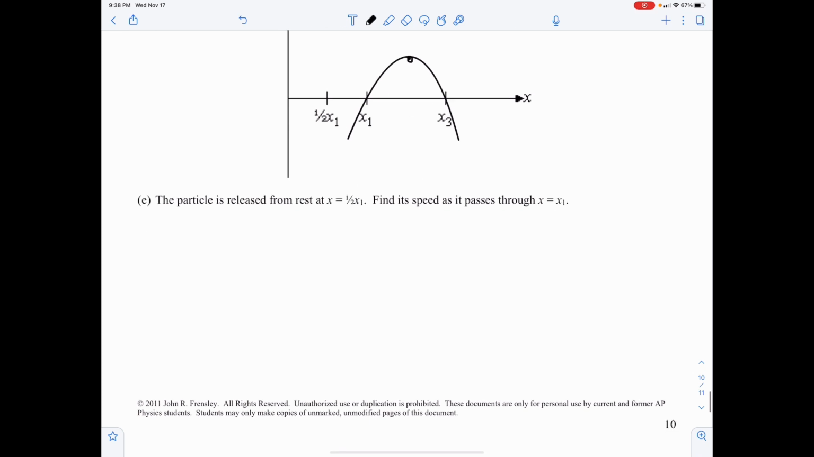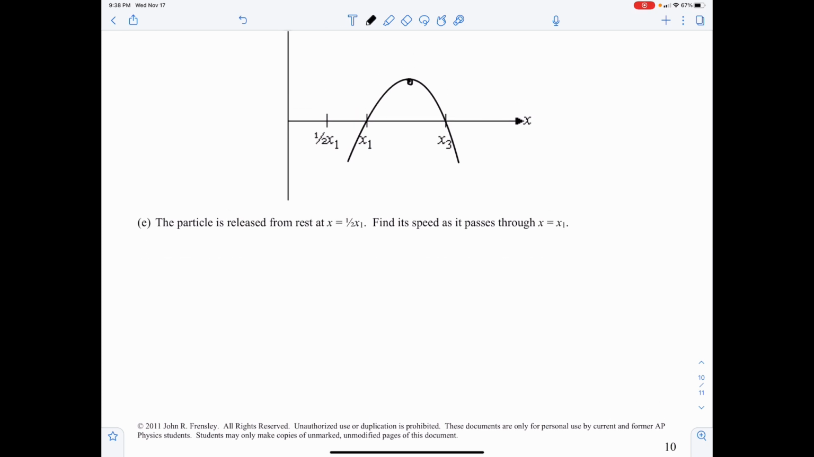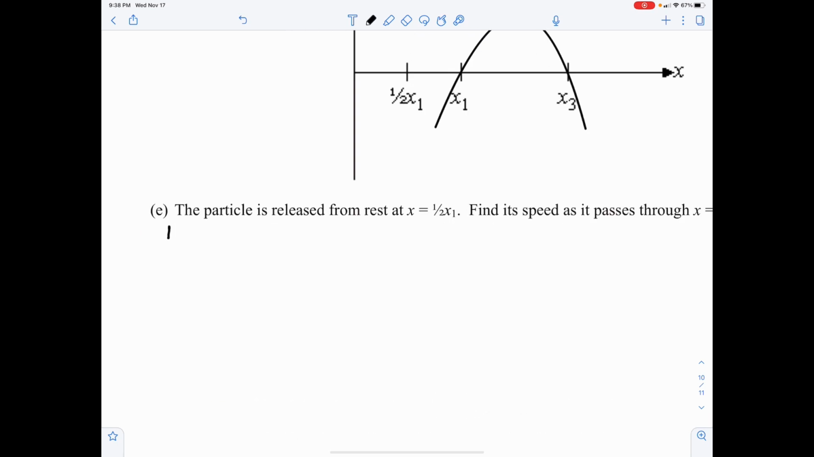Okay, and then lastly, the particle's released from rest at x equals 1/2 x1. Find its speed as it passes through x1. Okay, so we're going to use conservation of energy here. And energy initial equals energy final. So what we have is the energy initial would be our initial potential energy equals our final kinetic energy plus our final potential energy.